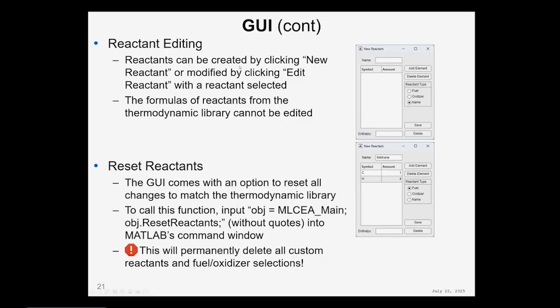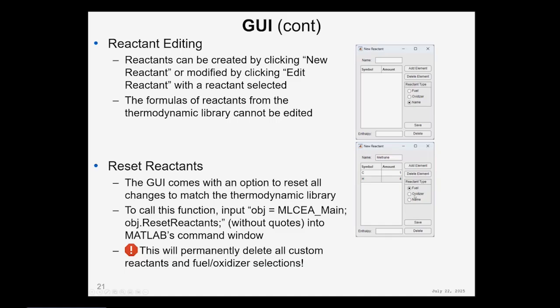Editing the reactants by clicking it. You can click new reactant or edit reactant. The new reactants will come up. It will show the chemical formula, the names, whether it's identified as fuel or oxidizer. You can enter an enthalpy. It takes a reactant type for fuel or oxidizer.